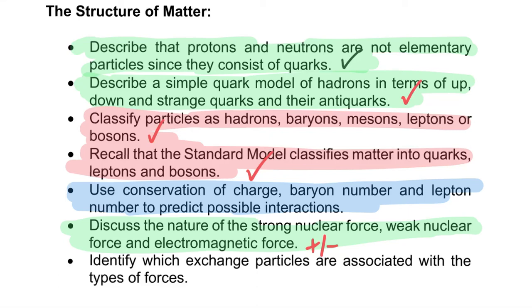In this video lesson, we are going to look at the use of conservation of charge, baryon number and lepton number to predict possible interactions and also to test the viability of proposed interactions that involve elementary particles.